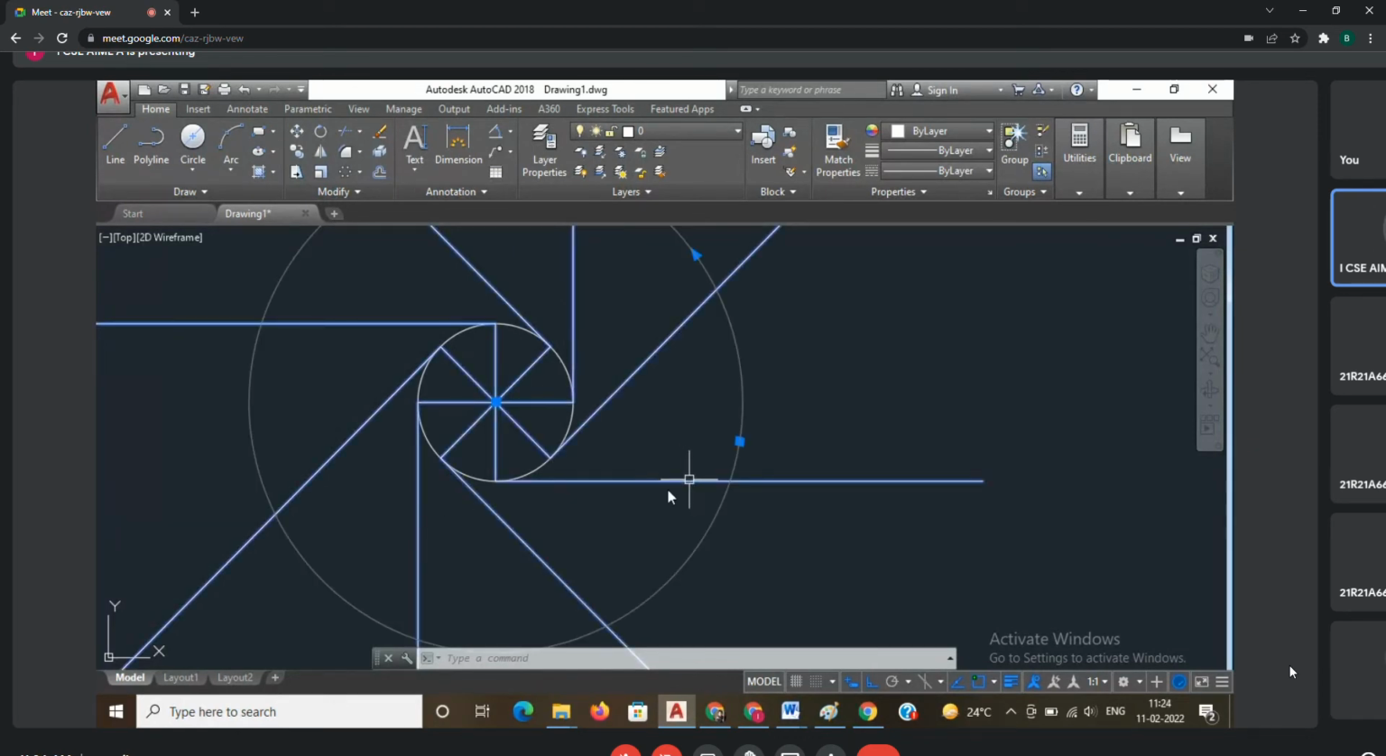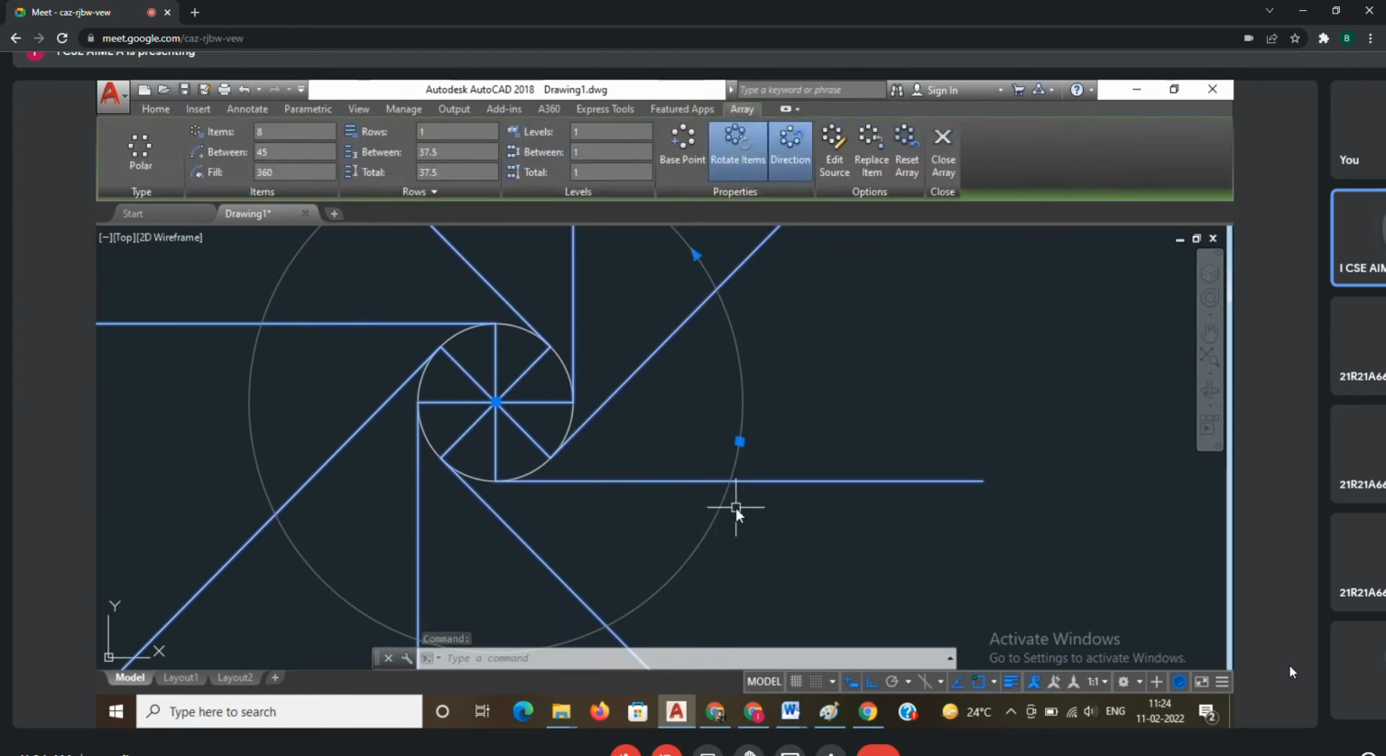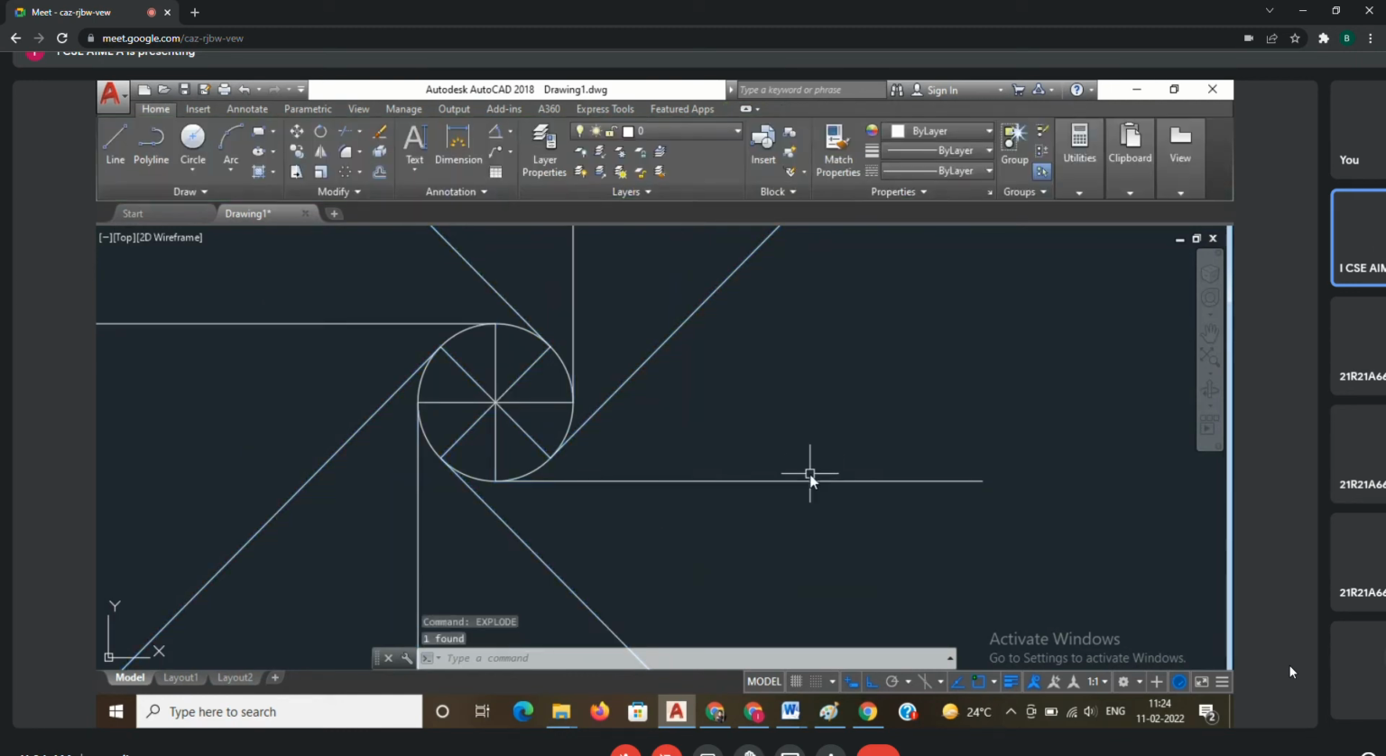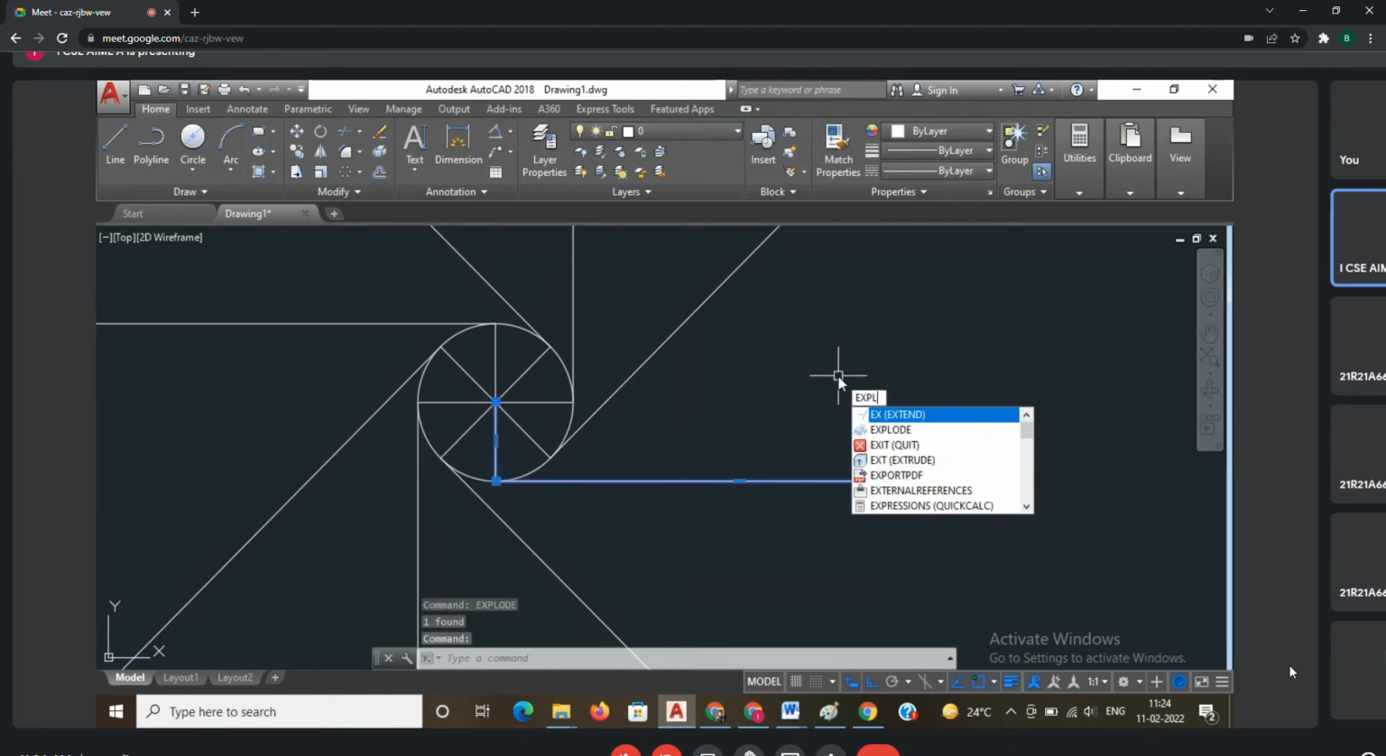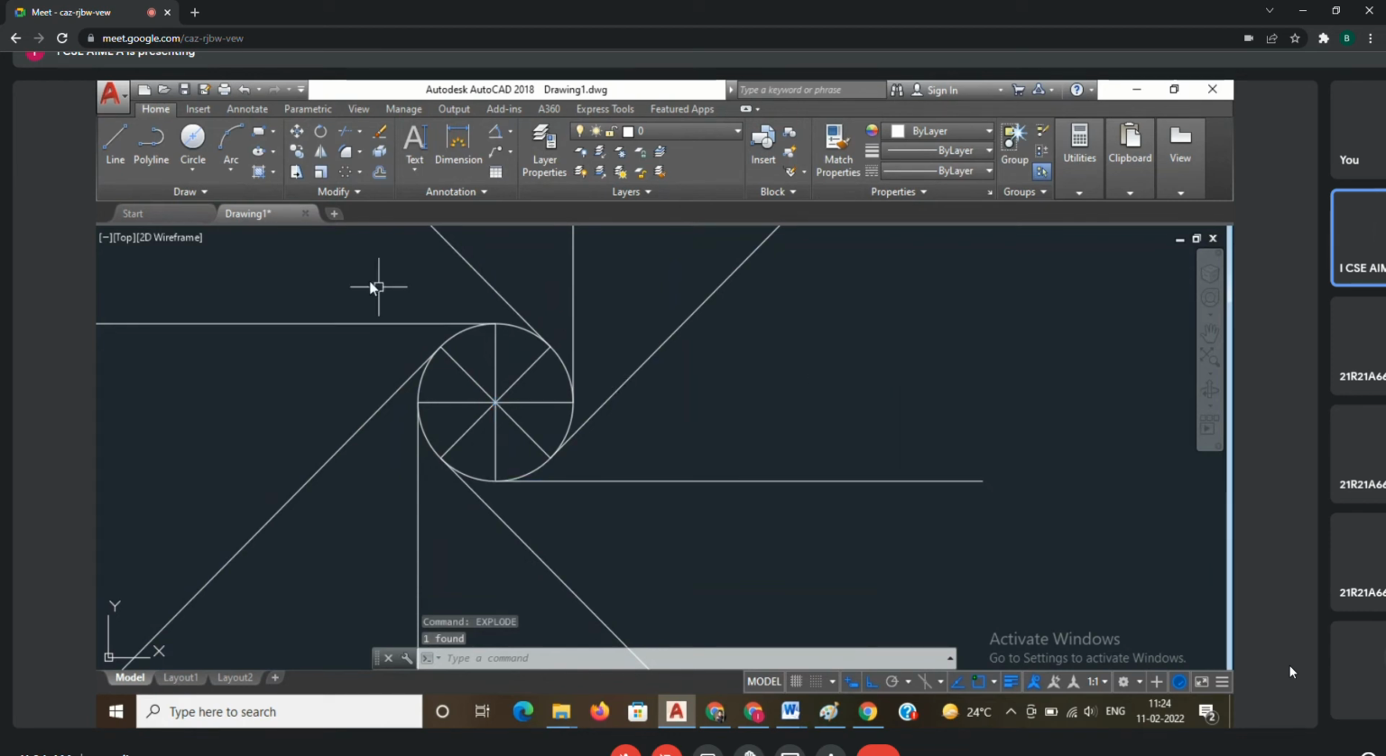Why? Because we need to divide this horizontal line into a number of equal parts. But now you are using the polar array, so you can't divide this horizontal line. That's why first you have to go for Explode, ungrouping, nothing but explode. Then this also you have to explode again, because we made these two lines a single entity. Now go for division. Select the line and go for 8 segments, because we made the circle into 8 divisions.